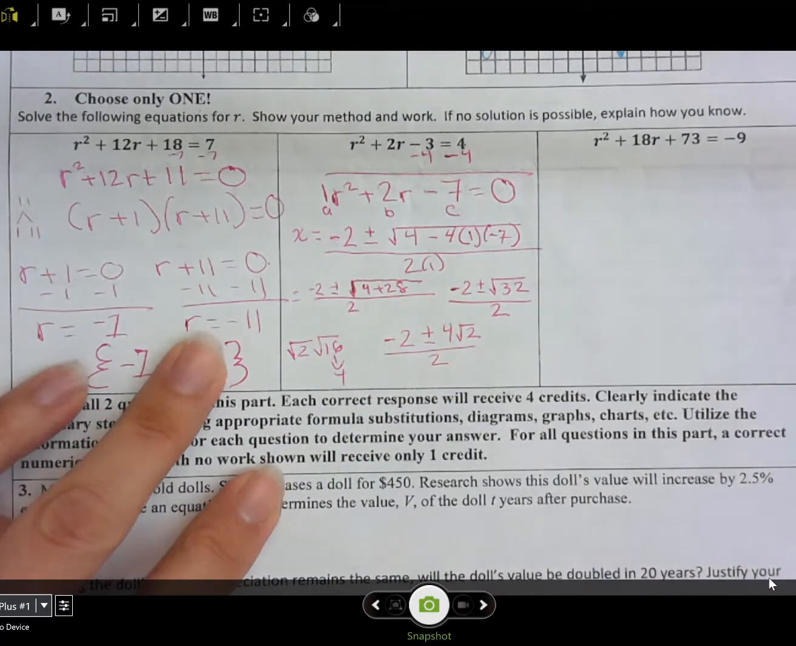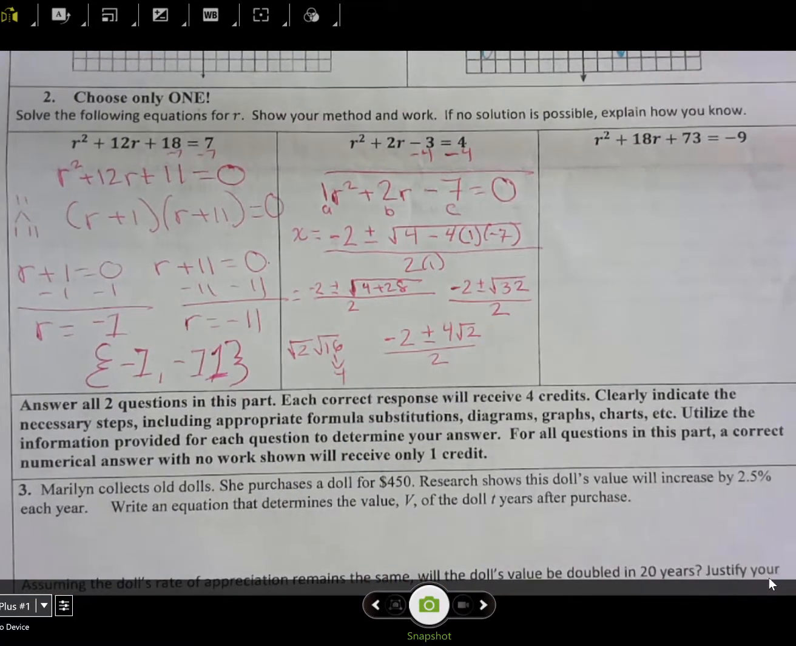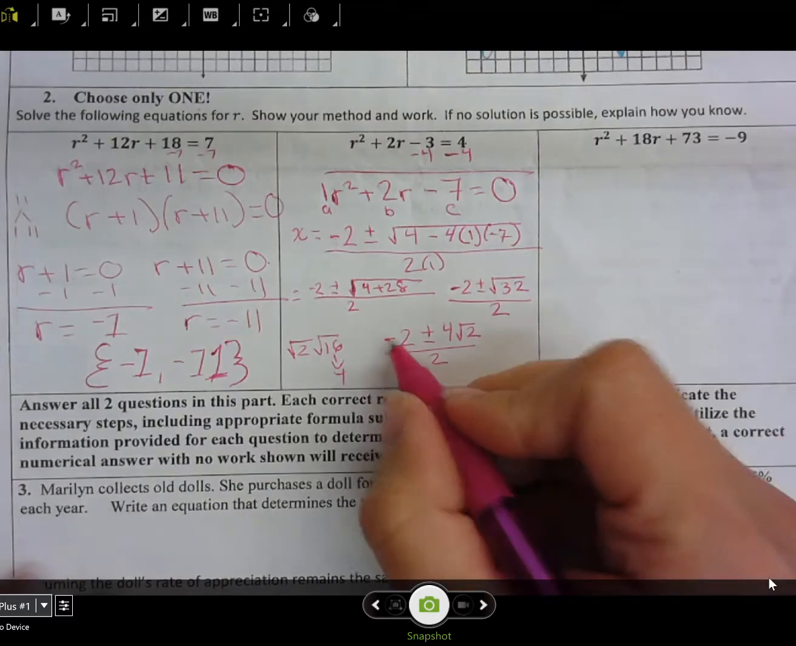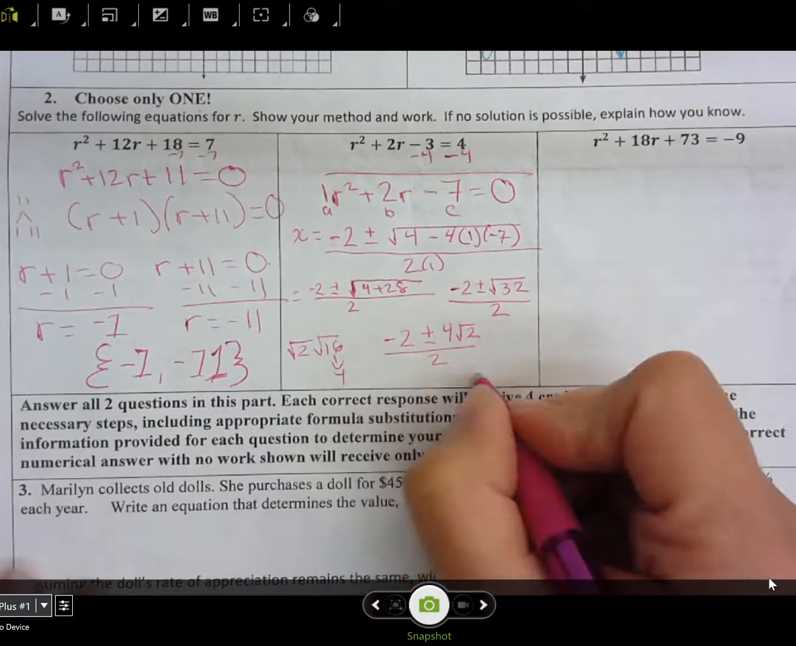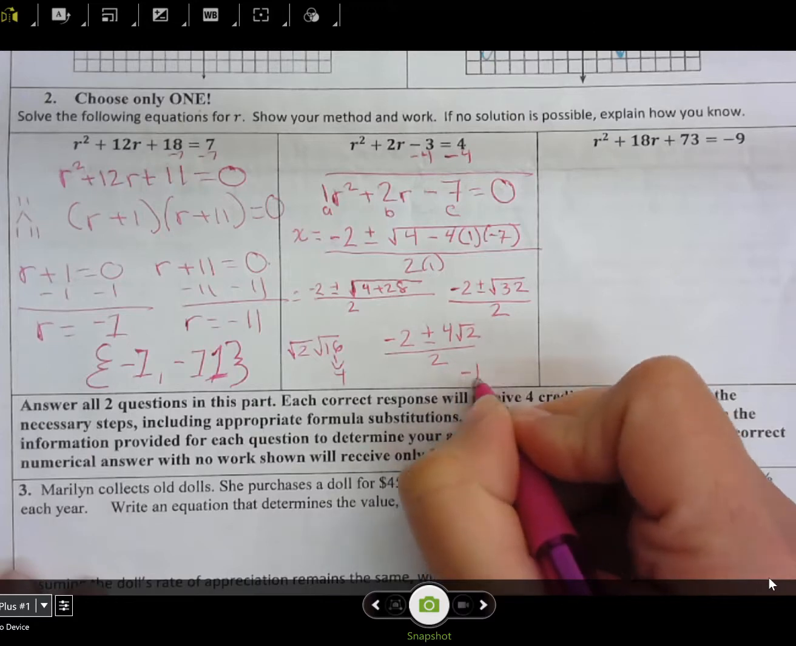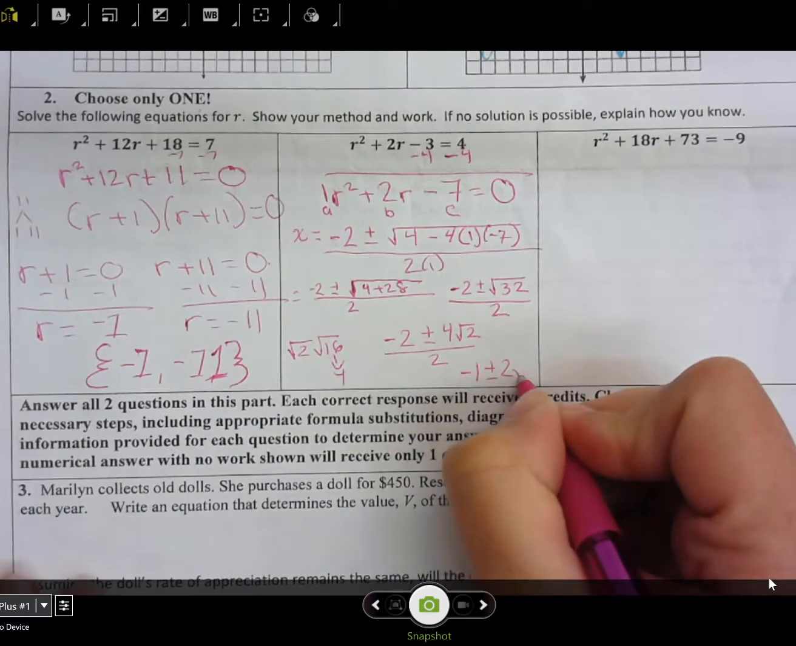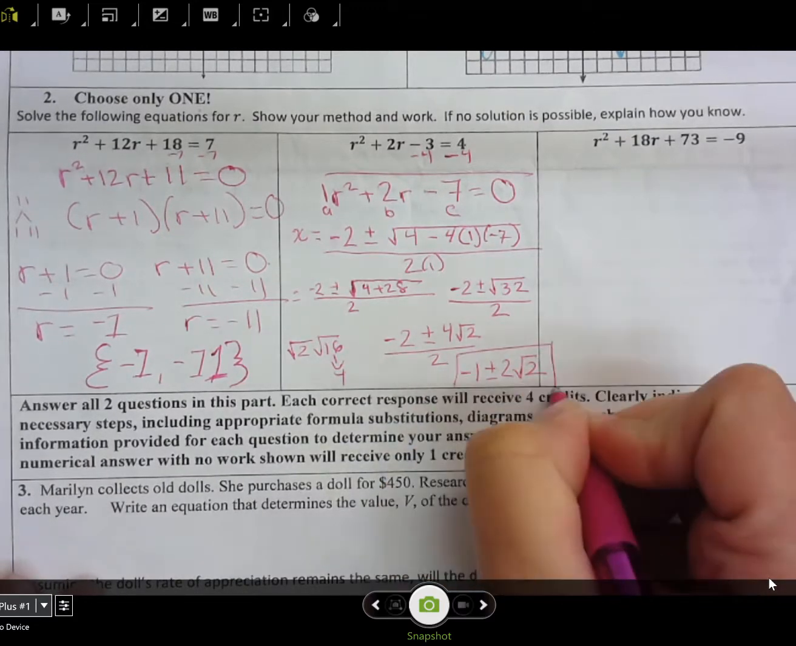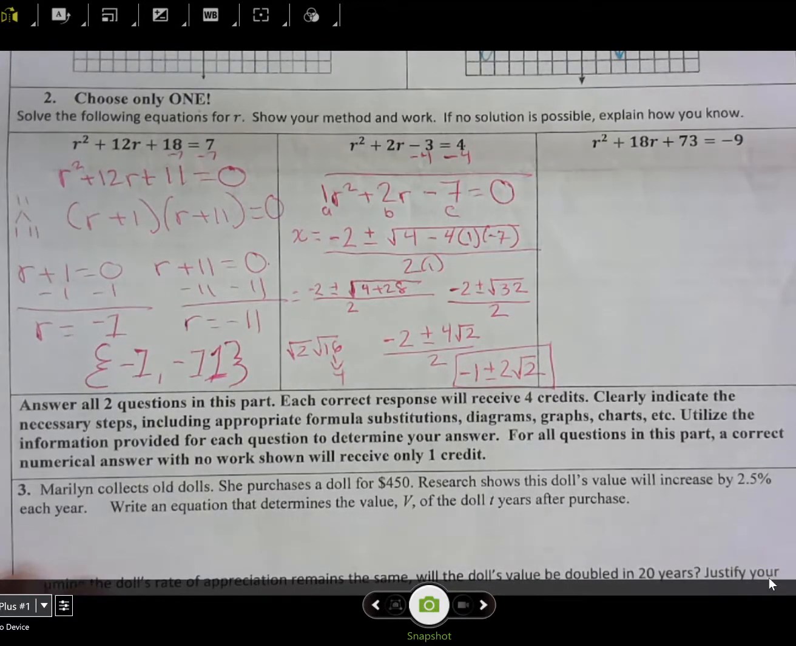If you wanted to reduce it, you can reduce it. Everything here can be divisible by 2. So we would have negative 1 plus or minus 2 root 2. And that's the exact answer. You can find the decimal answers by putting that into the calculator.